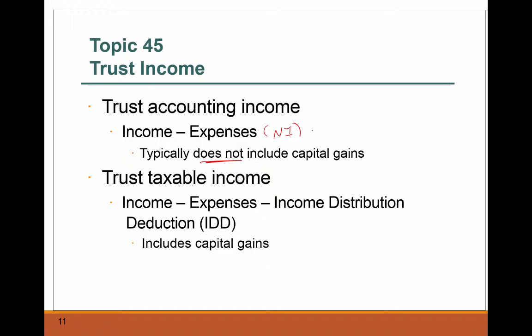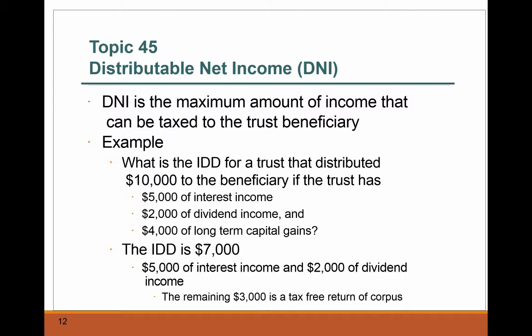Revenues minus expenses equals net income. Think of it that way. That's your trust accounting income. But now your taxable income takes those income and expenses, and now you have income distribution deductions. Those income distribution deductions are removed, but this one can include capital gains. So they're not included in one piece, but they are included in our taxable income piece. And then your distributable net income is the maximum amount of income that can be taxed to the trust beneficiary.